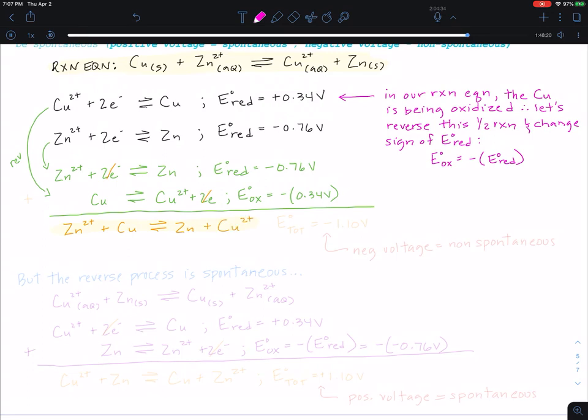So minus those physical properties, like aqueous and solid, we have the equation that was given to us. So this right here is this right here. You just want to make sure that those match before you go summing up your total potential. So this is going to be our total potential. We're adding these together, right? Add that together. What do we have here? Negative 1.10 volts.